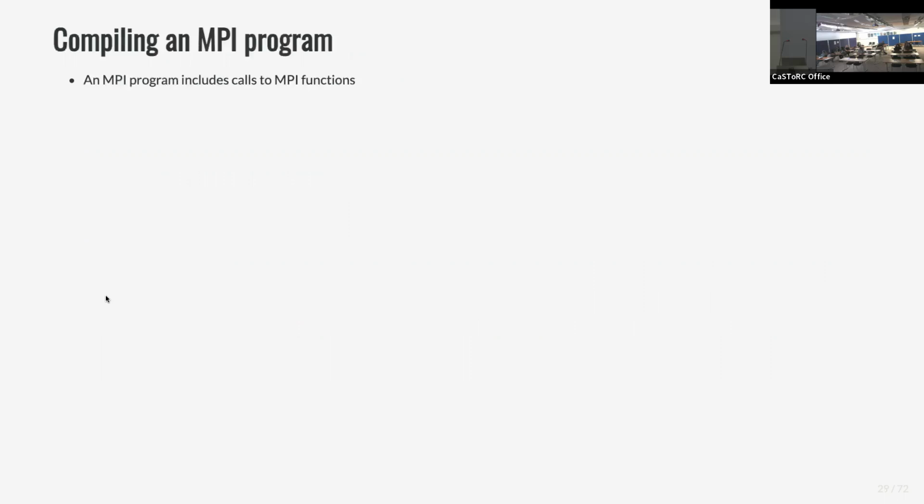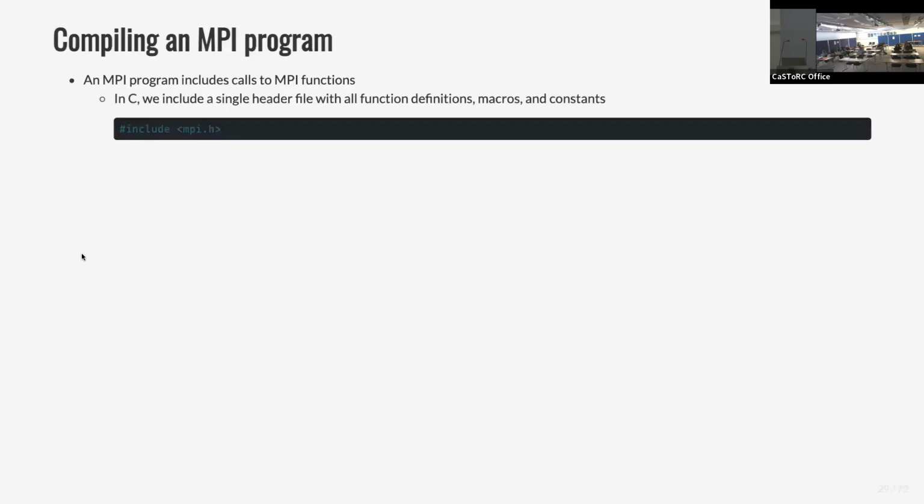In our example, we will be using mpirun. An MPI program is a standard C program that you write, but it calls some MPI functions at some point in the program. If we're using C, and this is what we will be using for the examples, there's a single header file with all function definitions, macros, and constants that you need to use. Is that easy? No, it's not easy. But anyway, you include a single file, mpi.h, and that has all the definitions.